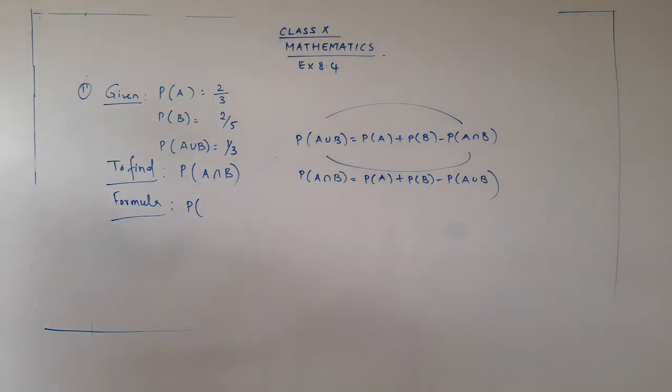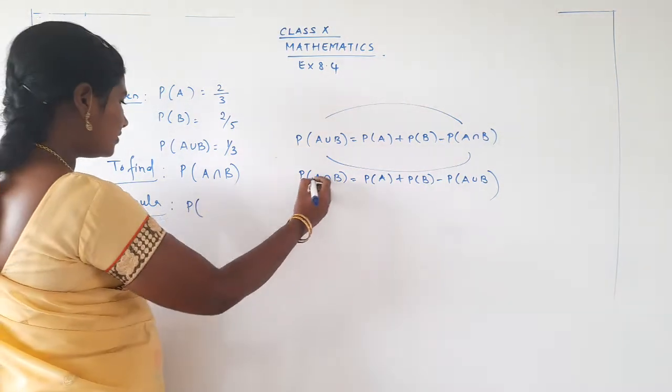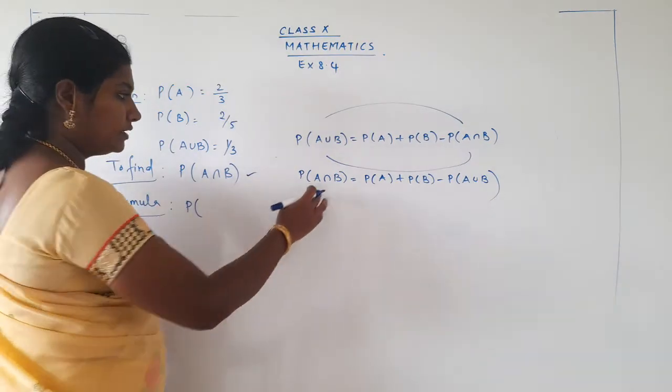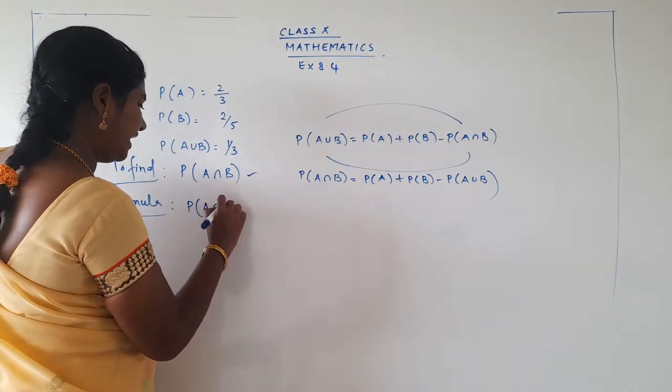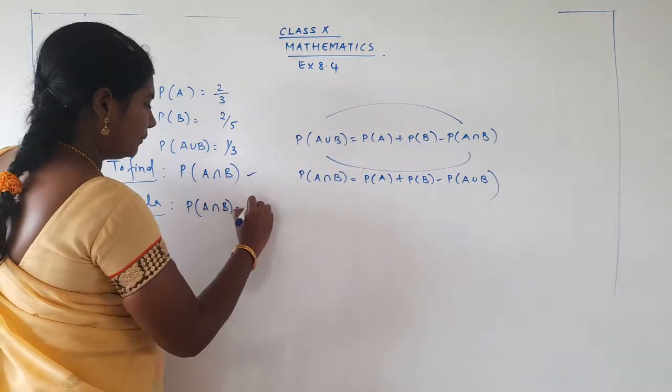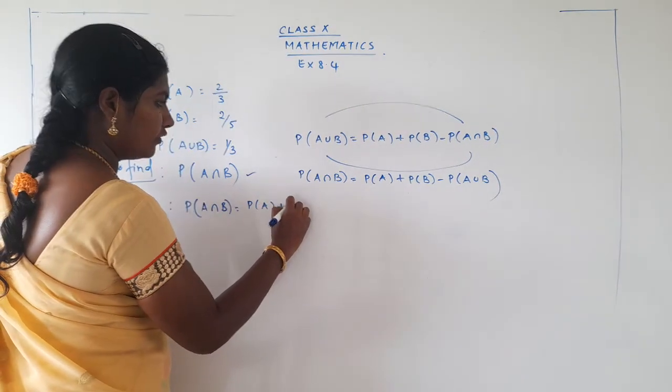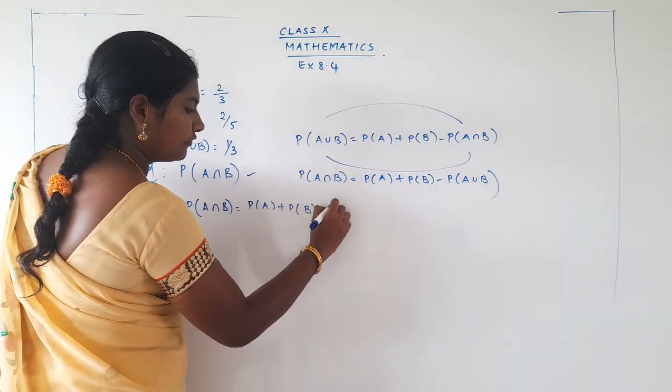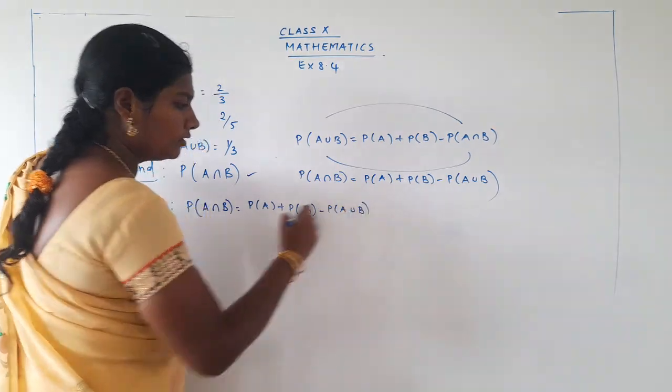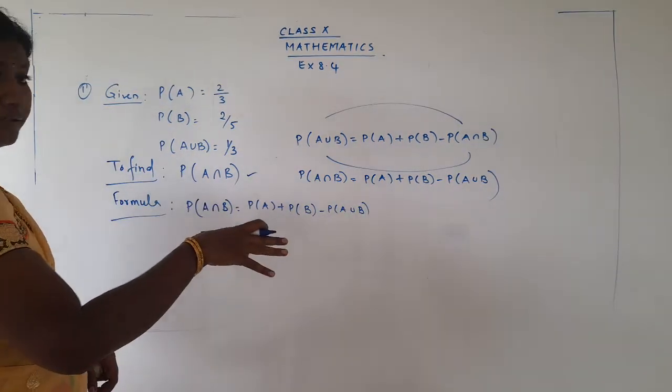So I am just going to use this formula over here. I will use this formula because I have to find out P of A intersection B. So I take this formula: P of A intersection B is equal to P of A plus P of B minus P of A union B. Okay children, so now we are just going to substitute all the values.